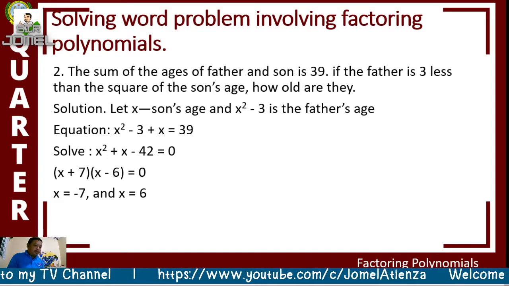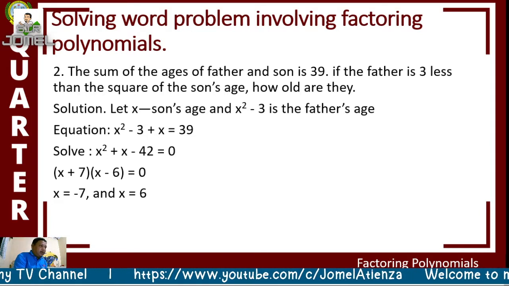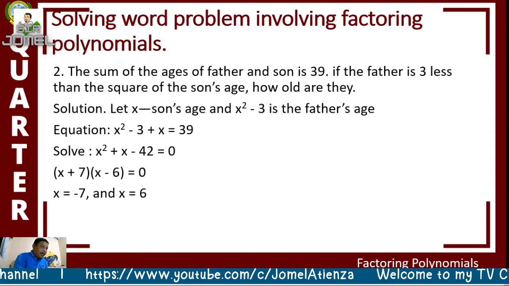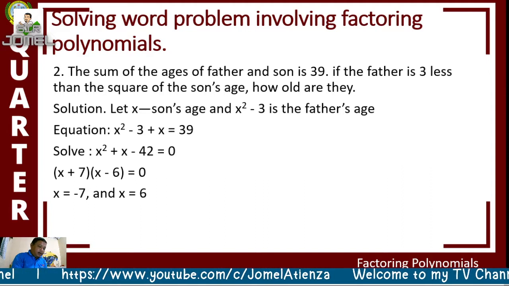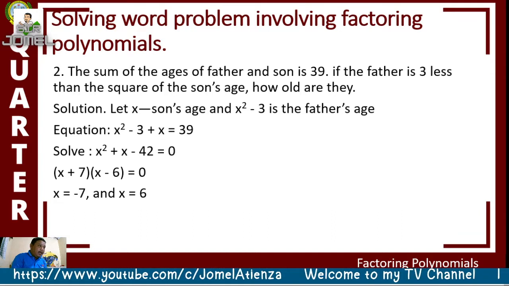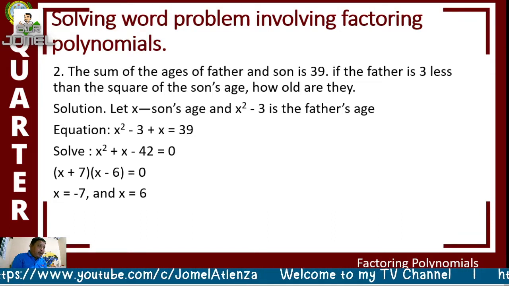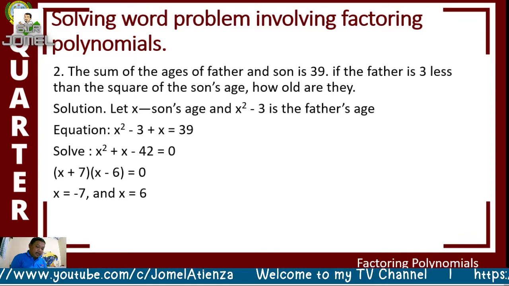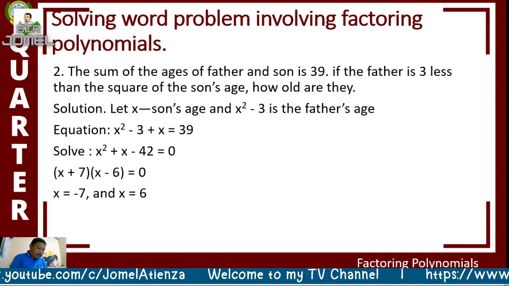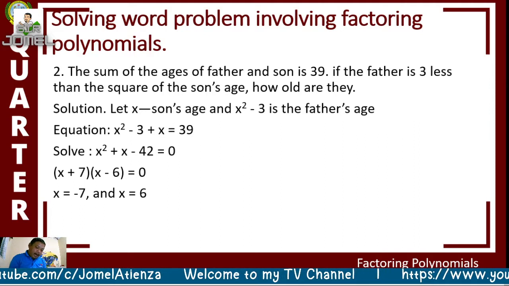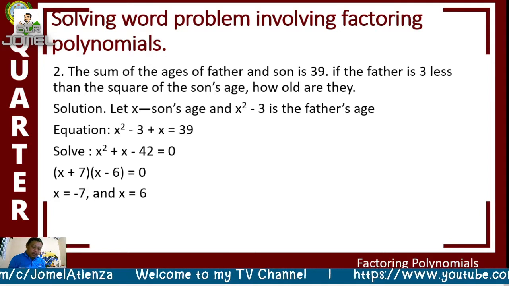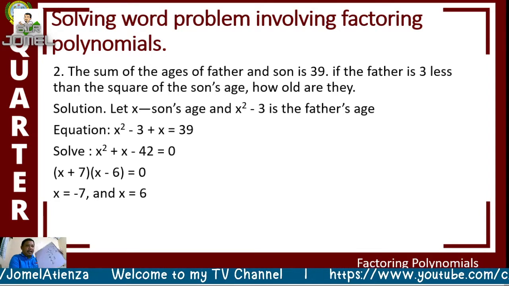So, once again, let us write it. We have x squared plus x minus 42. Where does that come from? It comes from x squared minus 3 plus x equals 39, because we have x squared minus 3 minus 39 plus x is equal to 0. That is what happens.